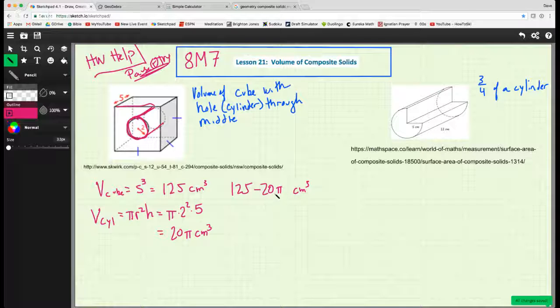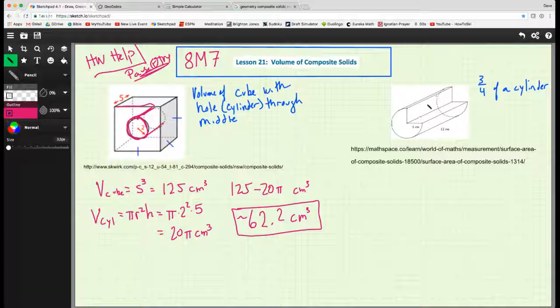But let's get an estimate for that. So I'm going to get out my calculator and go 125 minus 20 times pi, and that equals an estimate of 62.2 cubic centimeters. That's what's left. You started with 125 in that whole block of ice, and you bored a hole through it that had a radius of 2, and the amount of ice left is 62.2 centimeters. Okay, let's do this last one here.